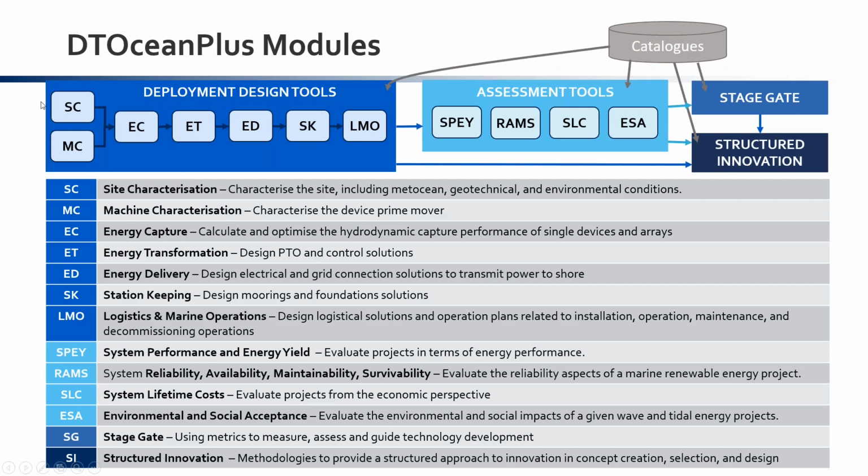And so if we go to this slide, we see the different modules that are used. First, as Donald explained, we talk about the user using the deployment design tools, then the assessment tools, and then using stage gate and structure innovation in an iterative loop. And the next presentation will be about the use of this module here, which is the site characterization module. And I will then pass the floor to my colleague, Youen.